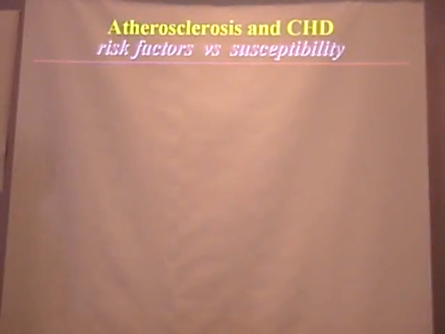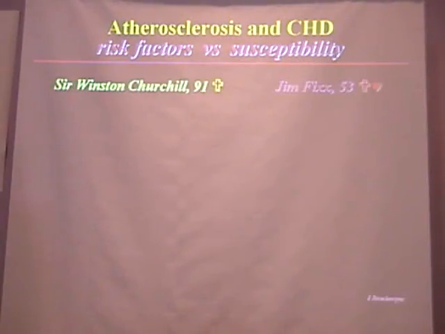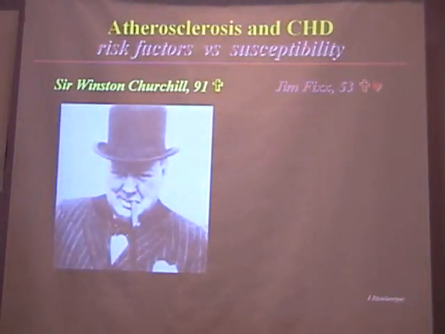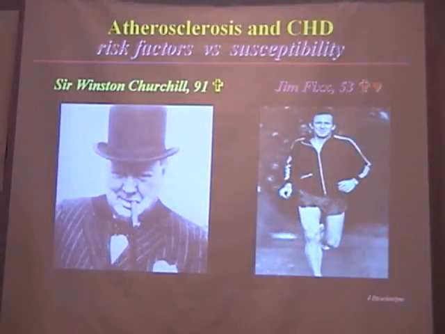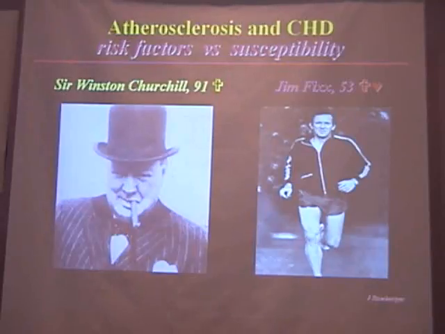Just to illustrate the difference between risk factors for the disease and susceptibility to the disease. Many of you have seen this before. I have it from John Ryan Berger: Sir Winston Churchill died at 91 years old, not of a heart attack, while Jim Fixx died of a heart attack at 53 years old. I could imagine there was no major difference in risk factors, or they don't necessarily need to be any major difference in risk factors. It could just be because Jim Fixx was more susceptible to this disease, while Churchill had strong arteries. He was not susceptible to these risk factors.